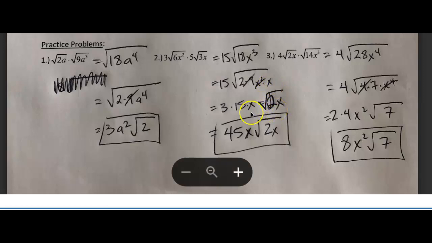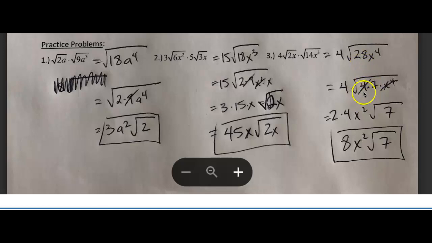So then last but not least, I multiply everything that came out. 3 times 15 times x, so I have 45x. Square root of 2x stays in the radical. Or 2x stays in the radical, that is. So there's that one. And then on this one, I have a 4 outside the radical. Just bring it along for the ride. 2 times 14 is 28. X times x to the third is x to the fourth. So I went ahead and multiplied everything and then simplify.